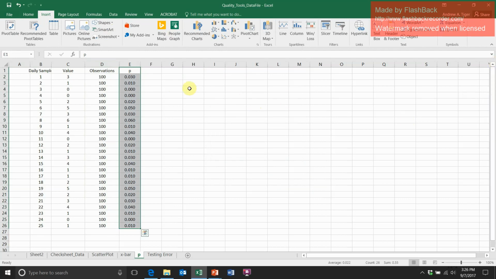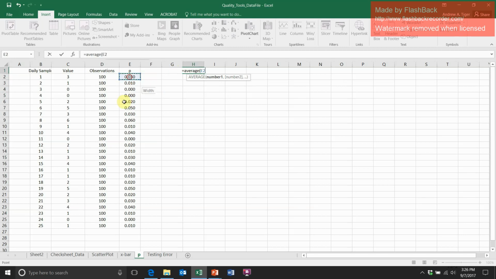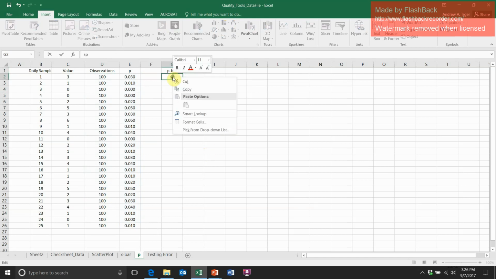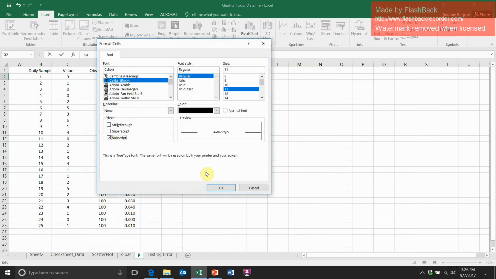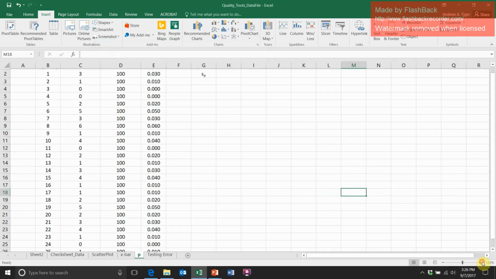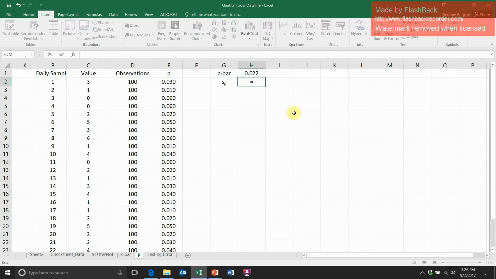So what are the control limit numbers? First of all, we need to calculate our average proportion defective, or P bar. It's equal to the average of all of these. Then we have to calculate our standard deviation of P. You don't have to do this, but I'm going to go ahead and format that cell as a subscript, so it looks a little bit like that. The formula for that is the square root of P bar times 1 minus P bar.